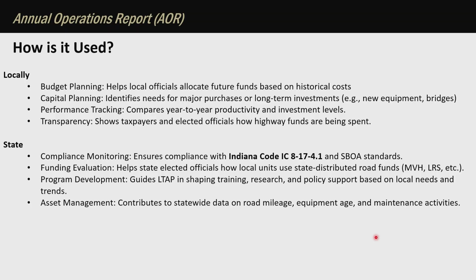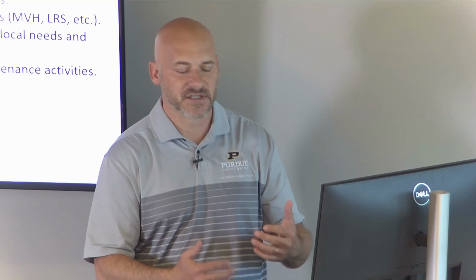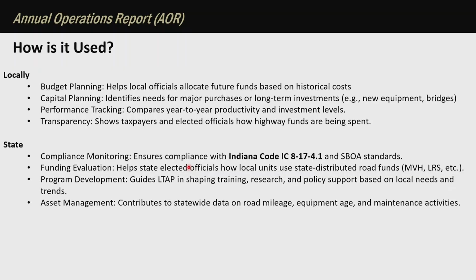And then at the state level, first of all, why it's important, it's in compliance with the Indiana Code 8-17-4.1 and State Board of Accounts standards. And then what we do is pull all that data together and help tell that story statewide, the amount of investment going into our local road and highway streets for our state legislators. So when we have those discussions on road funding needs, we can see, here's the funds that all the local units and counties got from the gas tax, gas use tax via the MVH, LRS, Community Crossings. But then here's all the other funds that the local agencies are using to help maintain their road and bridge and transportation networks.